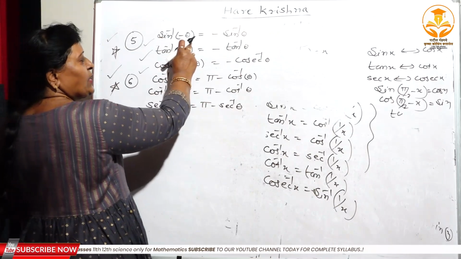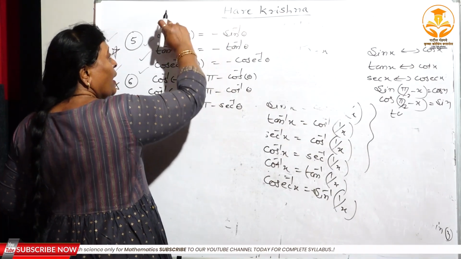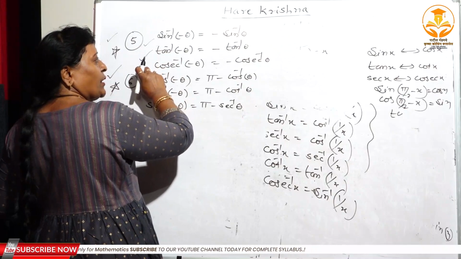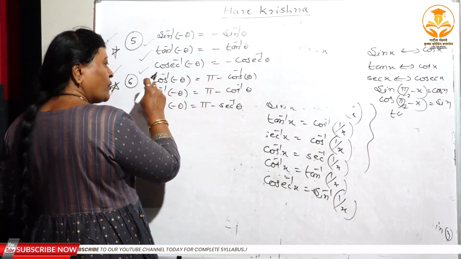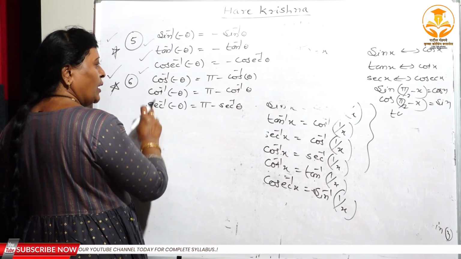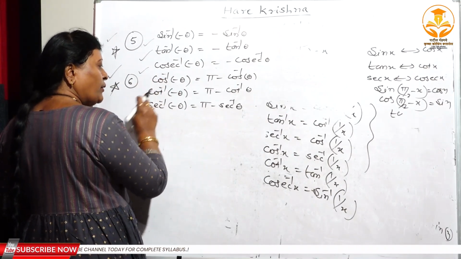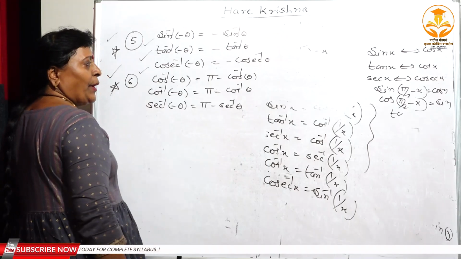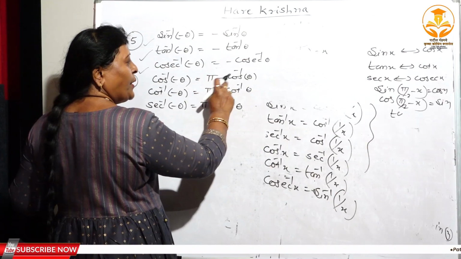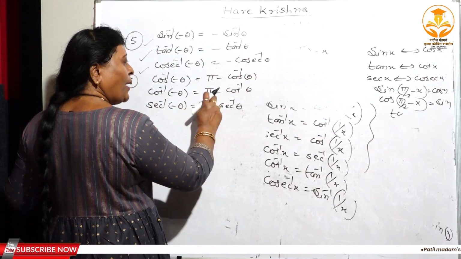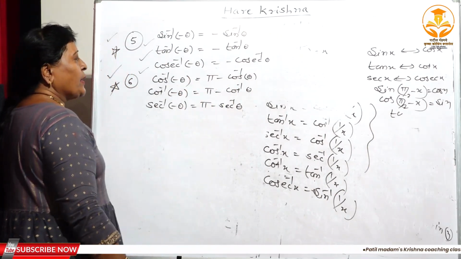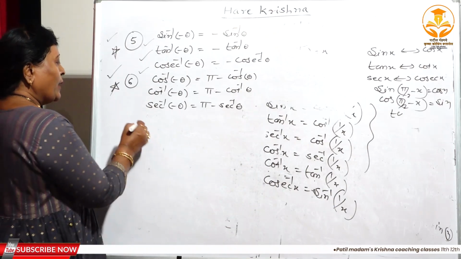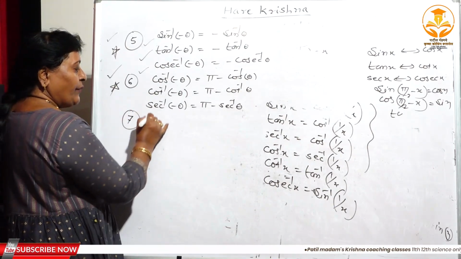Sine inverse of minus theta, minus sine inverse of theta, means sine inverse, tan inverse, cosec inverse: minus sign takes out of this function. And when cos inverse of minus theta, cot inverse of minus theta, sec inverse of minus theta, you can write as pi minus cos inverse of theta, pi minus cot inverse of theta, and sec inverse of minus theta, pi minus sec inverse of theta, isn't it? And the seventh bunch again, it's very, very important.